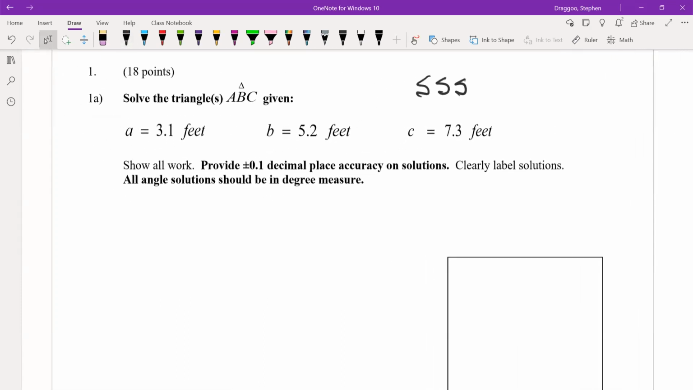So the only possible obtuse angle is angle C, since there can be at most one obtuse angle in a triangle. And angle C must be the biggest angle because side C is the biggest side. So this guy right here: solve largest angle first.